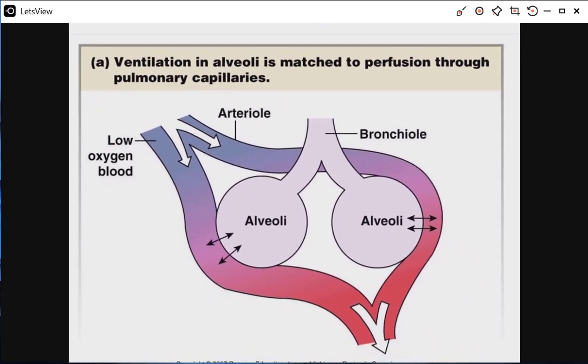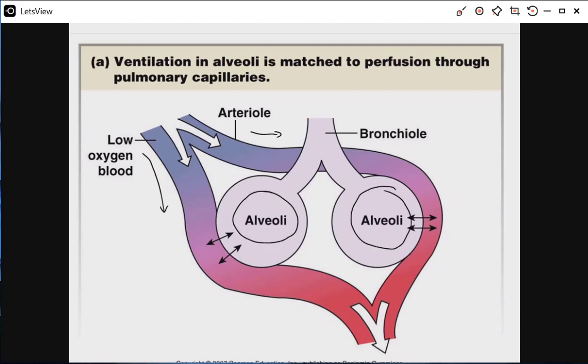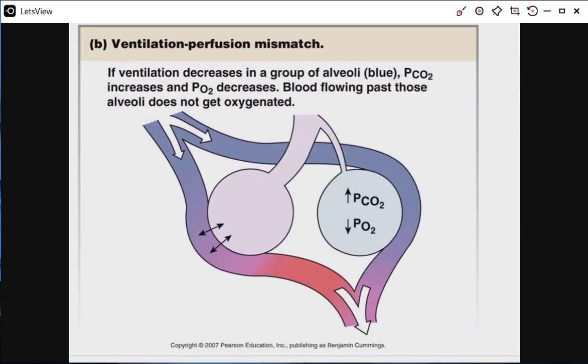Here, it's showing two alveoli, and it's showing pulmonary arterial blood being split evenly between the two alveoli, but we're assuming that these alveoli are equally ventilated. And you can see they both contribute equally to oxygenating the blood, and we get well oxygenated blood. But what happens if one of those alveoli is poorly ventilated? And you can see that here.